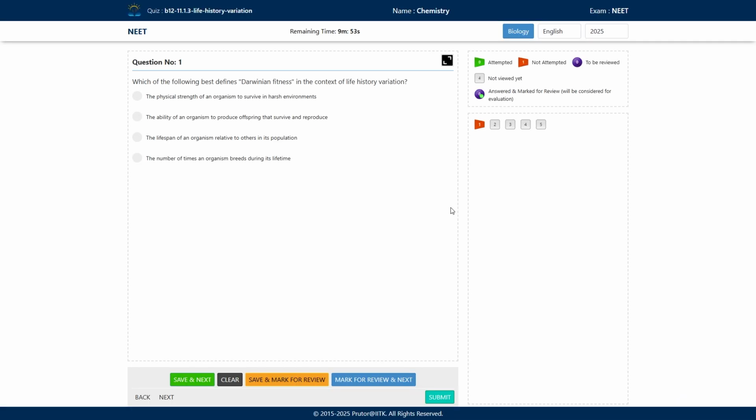The first question is: which of the following best defines Darwinian fitness in the context of life history variations? The first option is the physical strength of an organism to survive in harsh environment. Next is the ability of an organism to produce offspring that survive and reproduce. Next is the lifespan of an organism relative to others in the population. And last option is the number of times an organism breeds during its lifetime. What is the correct answer?